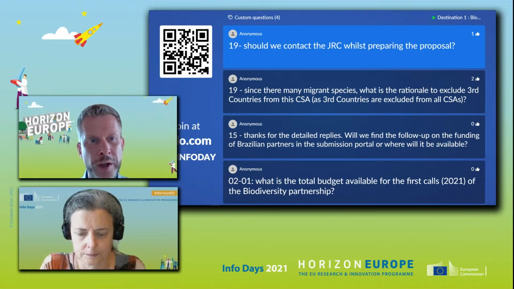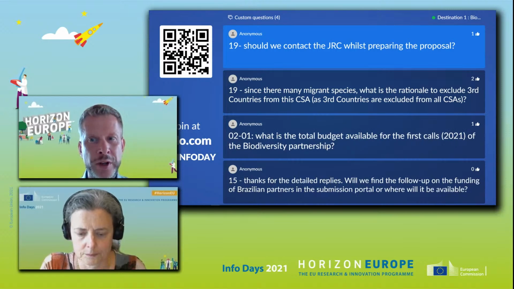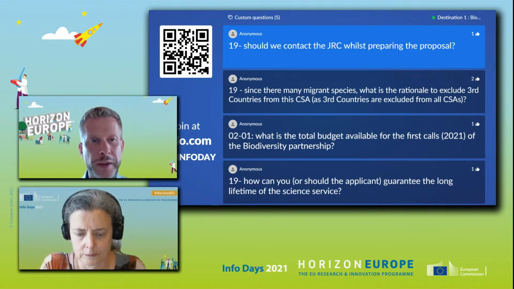After the evaluation process, the JRC and the consortium selected for funding might come to an agreement on the specific terms of a participation of the JRC. The JRC would then accede to the grant agreement as a beneficiary requesting zero funding and would accede to the consortium as a member. So in that sense, it's not mandatory to contact the JRC during the preparation phase.